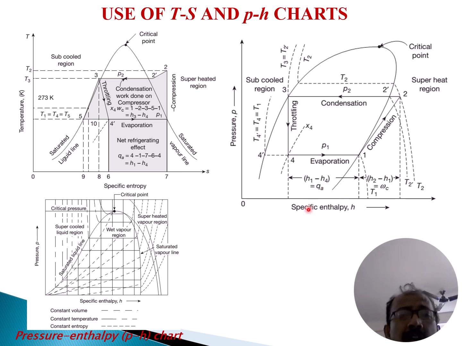Now if you see this diagram, there are different dashed lines representing different properties. From this diagram it will be clear that this is the superheated region, this small dash is the constant entropy line, and this is the constant temperature line, already mentioned. And this dash-dash-dash line is the constant volume line.